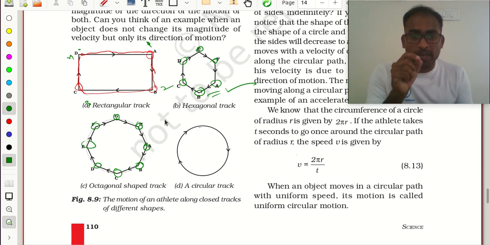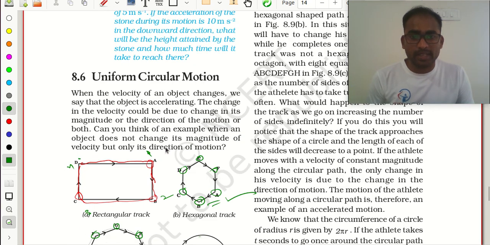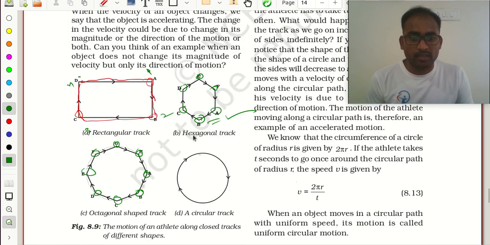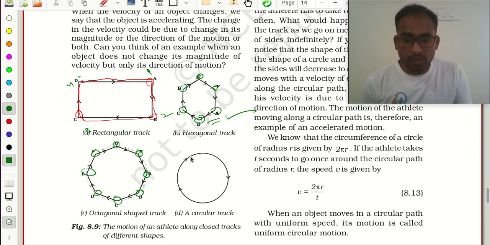Means each point is acting as a line segment in a circular track. So our velocity will increase in a circular track. Clear? And our motion will change if we move along a circular path, and it will be an accelerated motion. Why? Because my velocity will change with respect to time. Initially, I will start slowly, and after that I will increase my velocity.